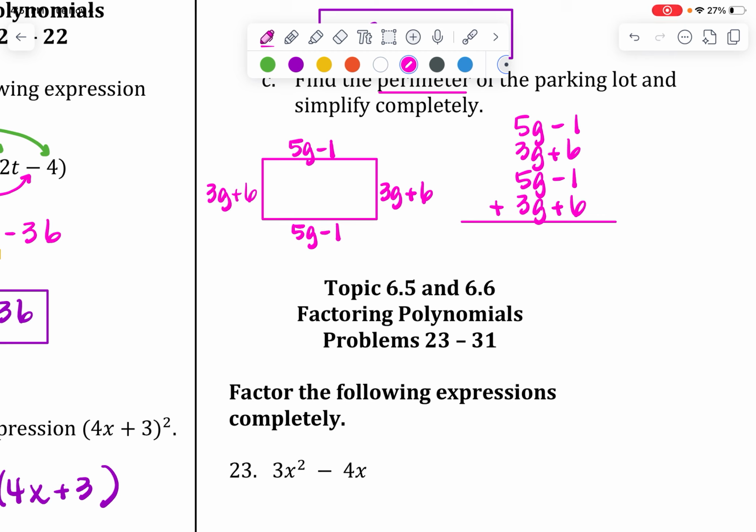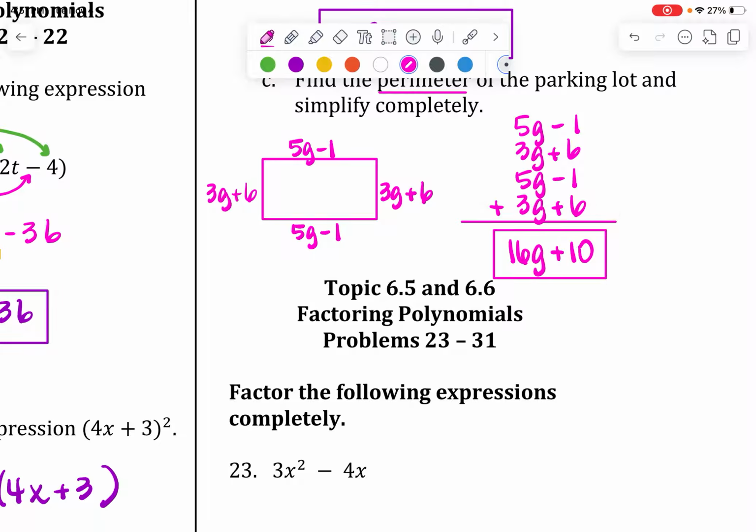And I just stacked it like this because I can only add like terms. And this way, all my like terms are just kind of stacked vertically. So let's see, 5g's, 3g's, 5g's, and 3 more g's. It looks like that gives me 16 g's total. And then negative 1 plus 6, negative 1 plus 6. Looks like that gives me 12 minus 2, so positive 10. So this is the expression that would represent the perimeter of the parking lot.